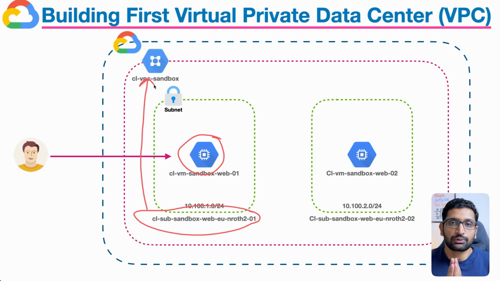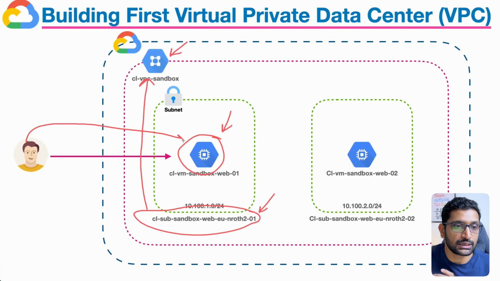So we will start from scratch, where we will not have anything. We will first start by creating our VPC. Then we will create our subnet. And inside that subnet, we are going to provision a virtual machine. That virtual machine will have some firewall rules which will allow this particular user to SSH and access this virtual machine from his personal workstation.